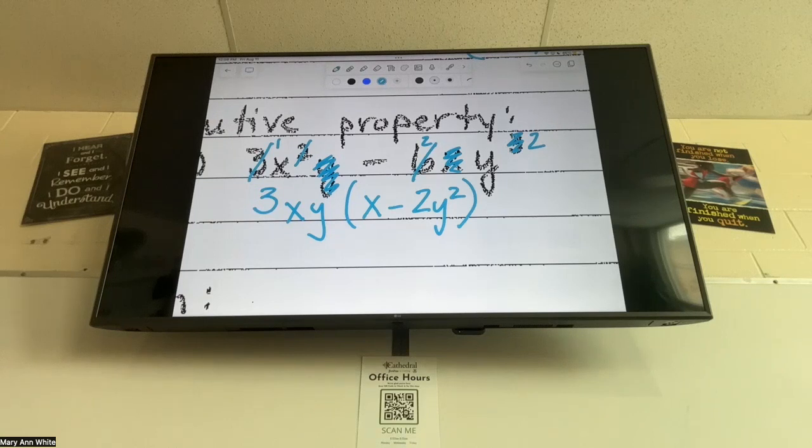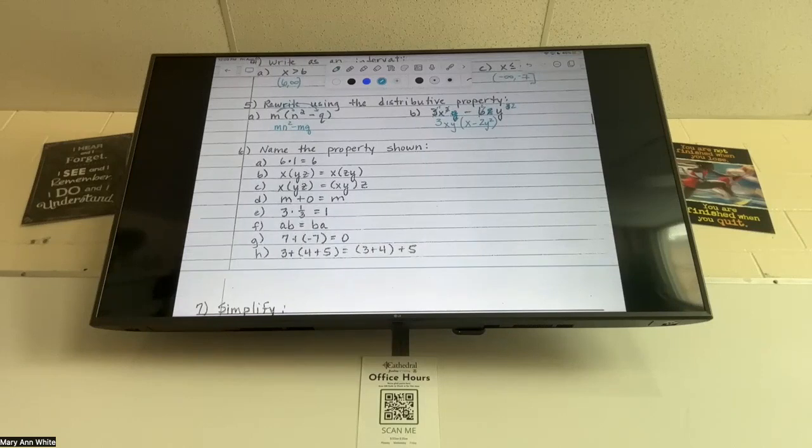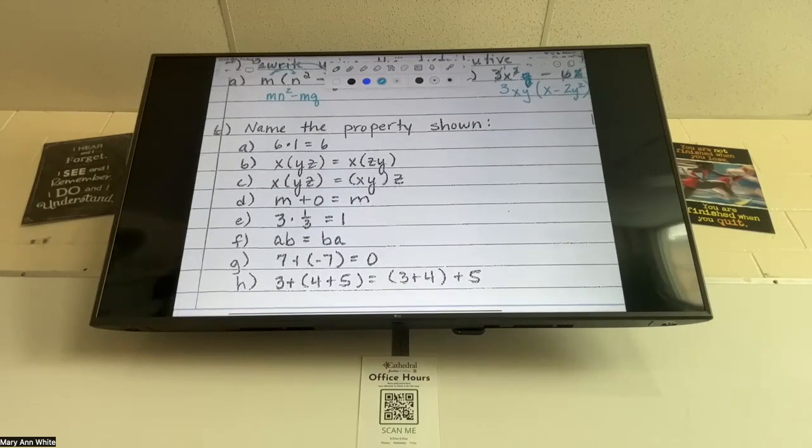Is everybody okay with that? Now, I will tell you, sometimes you then look to distribute it back through. That would just put us where we started. So once you've done the factoring, you're done with that. You did your job. Okay, now we've got some properties.